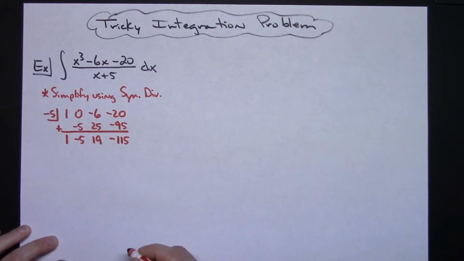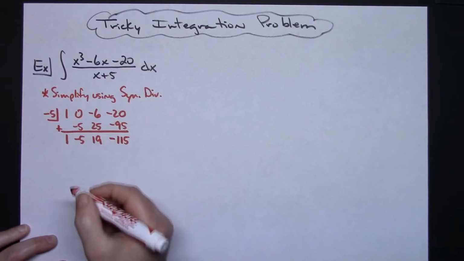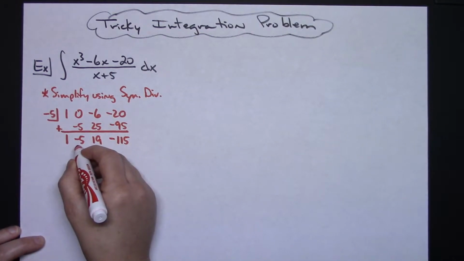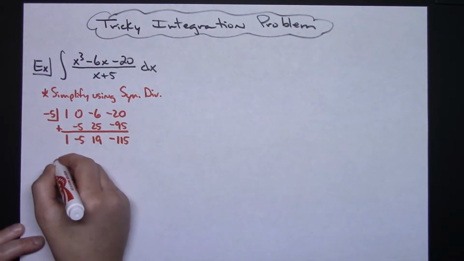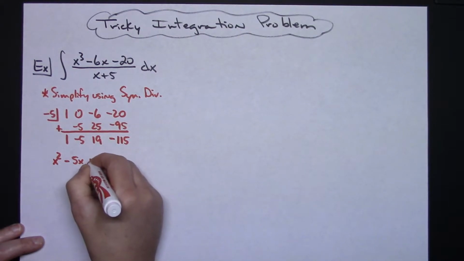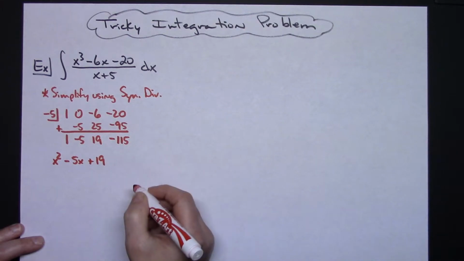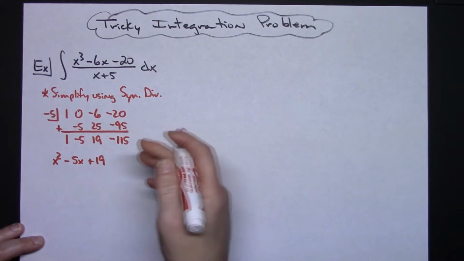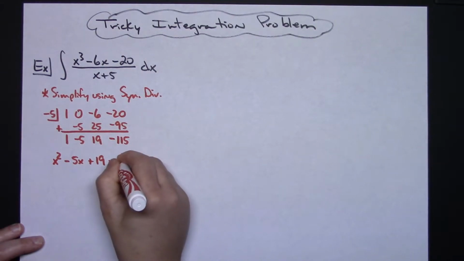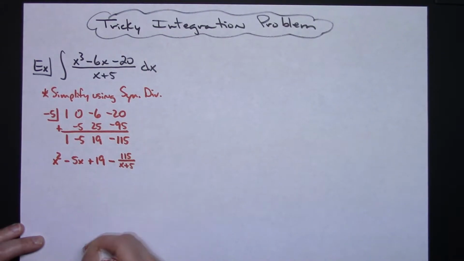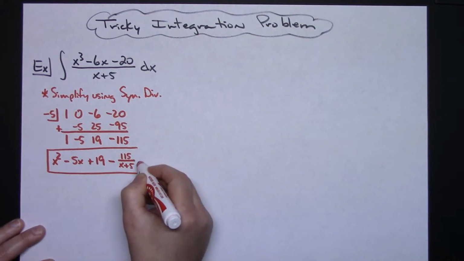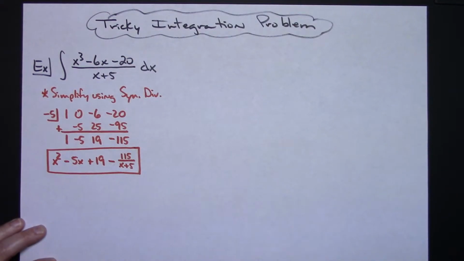Alright, now what that does is tell me how I can write the quotient here. This is always the remainder. This is your number, this is your x term, this is your x squared term coefficient. So this would be an x squared minus a 5x plus a 19. Now we're going to want to write that as the remainder over what you divided by, so minus 115 over that x plus 5. Okay, so that right there is what I get when I divide that out.